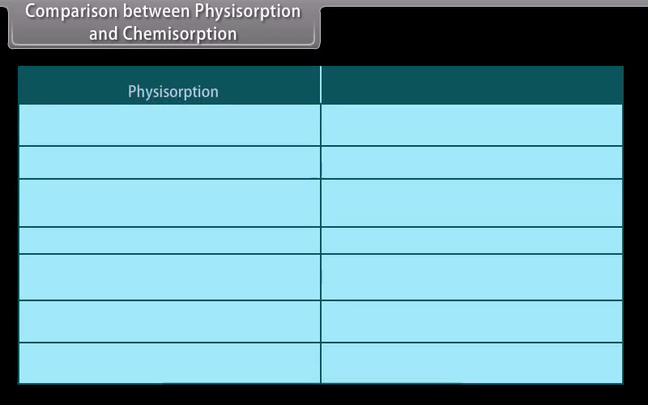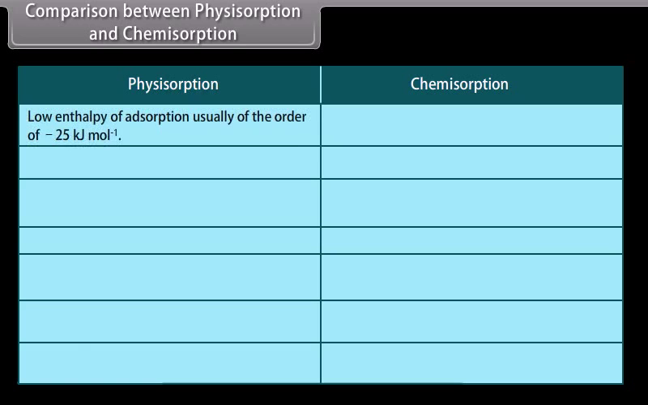Comparison between Physisorption and Chemisorption. The important differences between Physisorption and Chemisorption are: low enthalpy of Physisorption, usually of the order of -25 kJ per mole, whereas high enthalpy of Chemisorption, usually of the order of -200 kJ per mole.